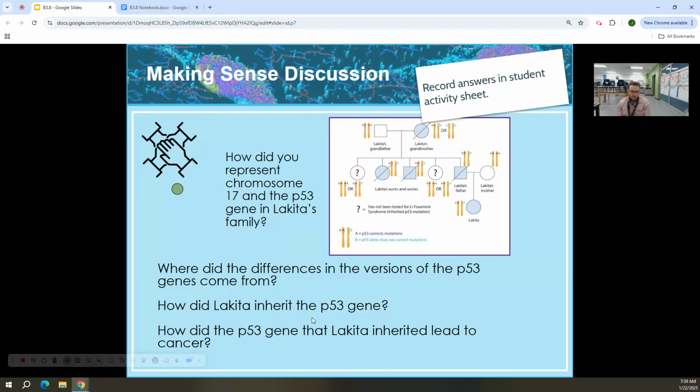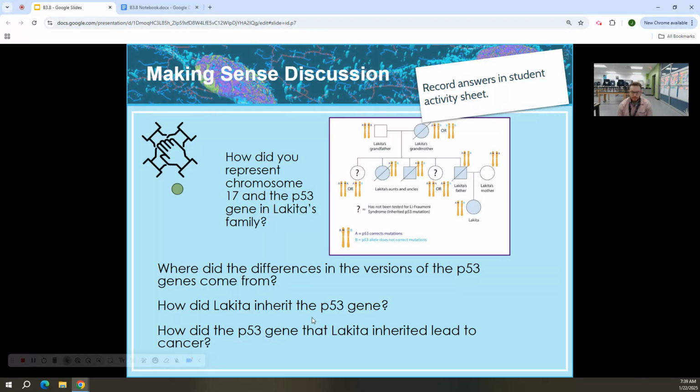Okay. And then just working through these questions, where did the differences in the versions of the p53 gene come from? So where did they originate in this pedigree? Look up at the very top of the pedigree. Where did this variation, this difference come from originally? Who is passing it on originally based on this pedigree? It could go back further than that, and it probably does. But based on this one, where did it originate?